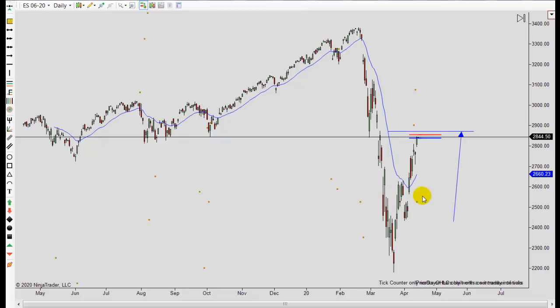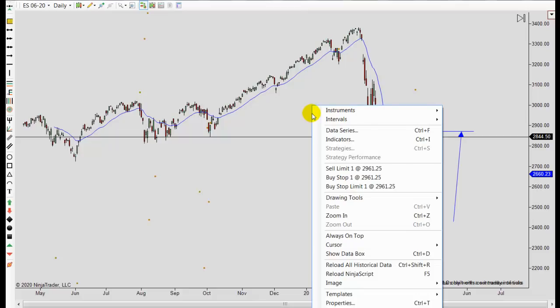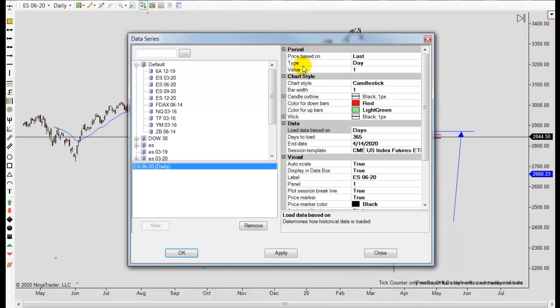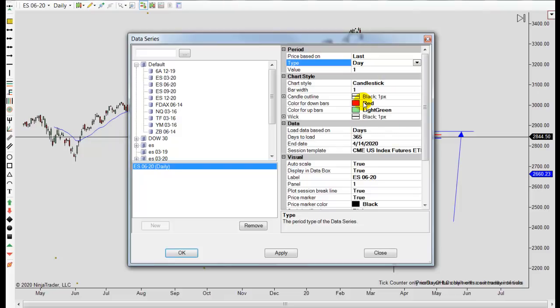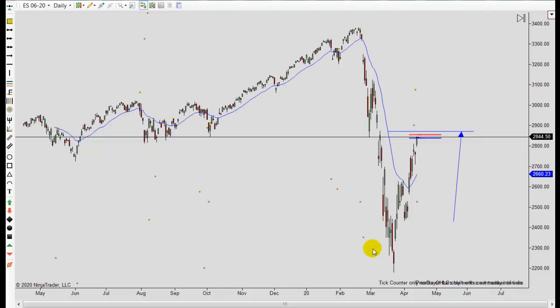But the reason I really wanted to show you this was two reasons. I wanted to show you how to find a daily chart. One is go to your data series and type, instead of choosing tick or volume or range, just put day. You can do a weekly, a monthly. I never really look at these very often, but there's a daily chart. So, and there it is.